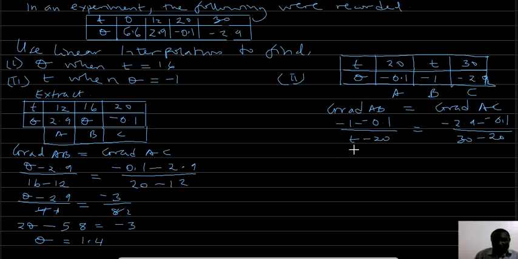So when you do that, in the numerator here, this is negative 0.9 divided by t minus 20, giving us negative 2.8 here, divided by 10. Cross multiplying and solving for the value of t, you'll find out that t is actually equal to 23. T is equal to 23. So this has been purely linear interpolation without mixing.